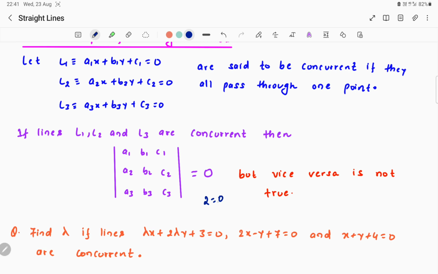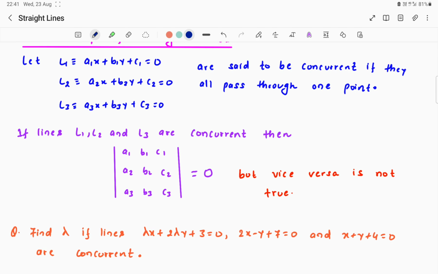But if you get something like 2 equal to 0, it means the lines are not concurrent. What I mean is, if this value comes 0, it is concurrent. If this value comes non-zero, it is non-concurrent. But vice versa is not true. Why is it not true? We'll learn that a little bit in determinants when it is taught.